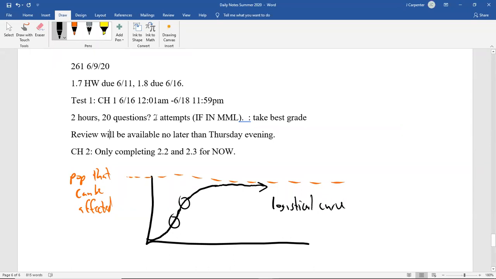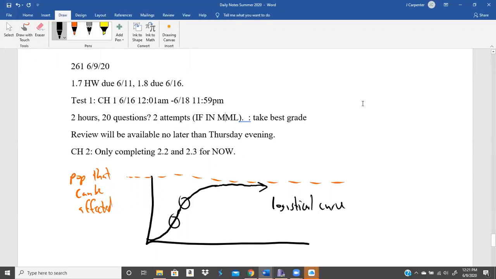As I said, if we do this in my math lab, it'll be a 2-attempt test, of which you'll have 2 hours and it'll be about 20 questions, and I would take the best grade. If I decide to do this one as a paper pencil test, which I'm not anticipating, but I'm still building, I'm still looking at my options.